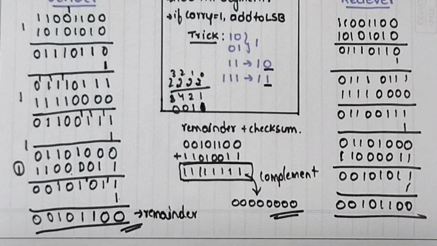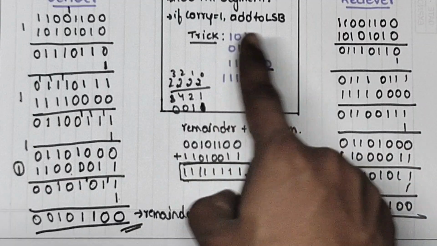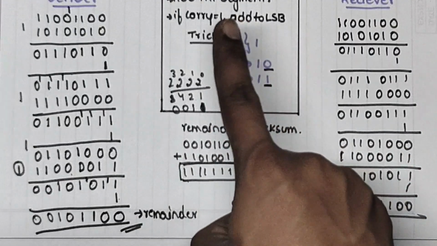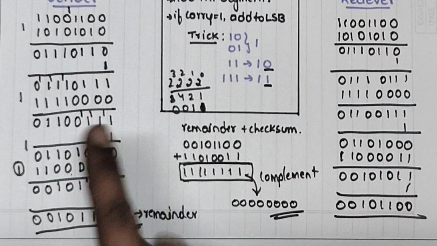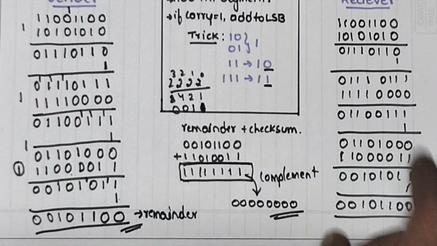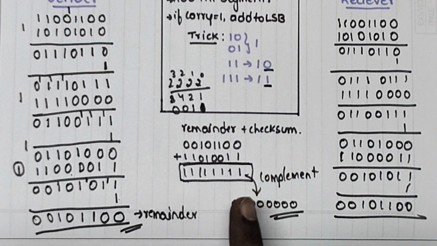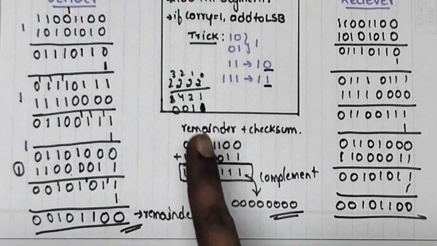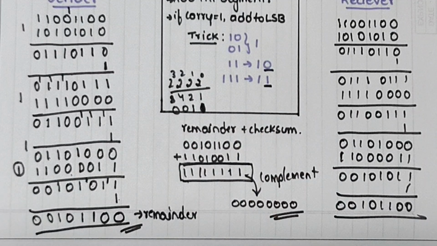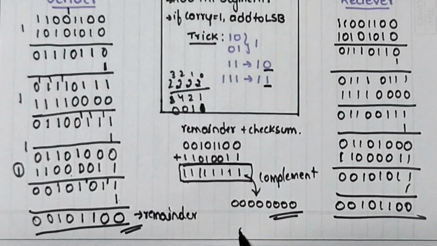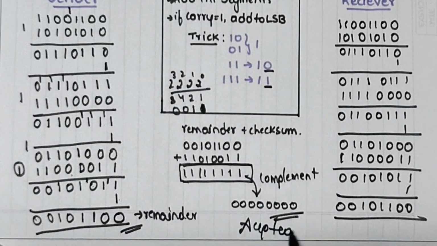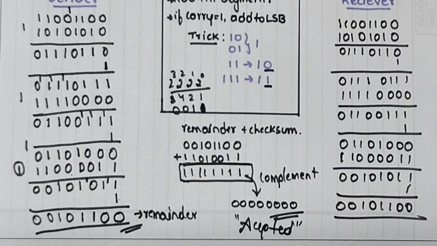So what you did, you just wrote for the sender side and then you copied for the receiver side. So you know the trick here, how to solve the problem, and if there was a carry while adding, you just added to the least significant bit. So at the last step, after writing the receiver side, you must write the remainder with the checksum. And when you complement the sum of the remainder and the checksum, if you get 0 as the answer, then you can write that the message which has been sent from the sender side has been sent to the receiver side without any error, and it is accepted at the receiver end.